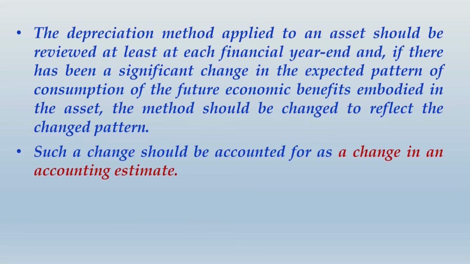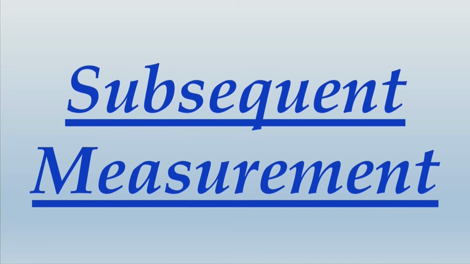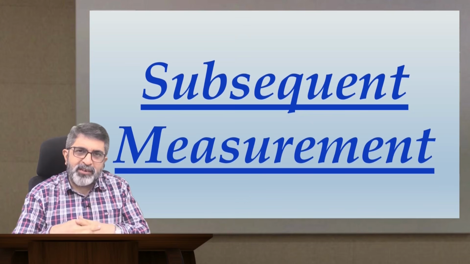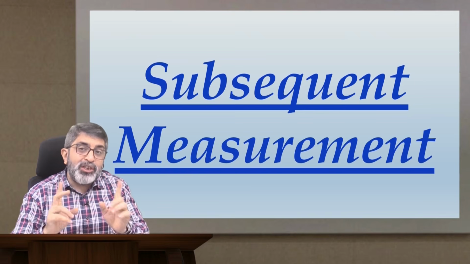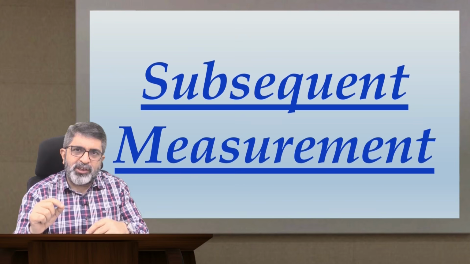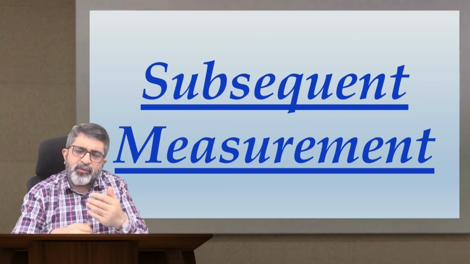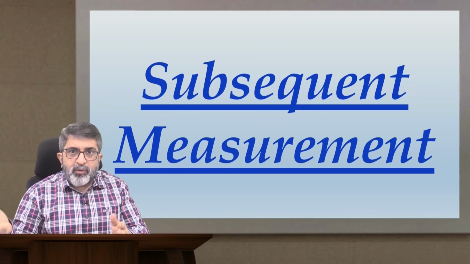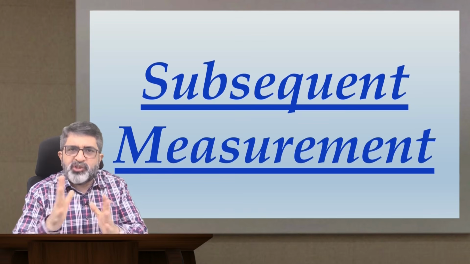Alright friends, once you have completed writing this whole thing, let us move ahead. And now we talk about subsequent measurement. First of all, what do we infer from subsequent measurement? See, when we initially talked about initial measurement, at the time of recognition, the initial measurement will be at cost. How to determine that cost? We have talked about that. But subsequently, on a year on year basis, what value of that asset will be reflected in the balance sheet? That is what we call subsequent measurement.